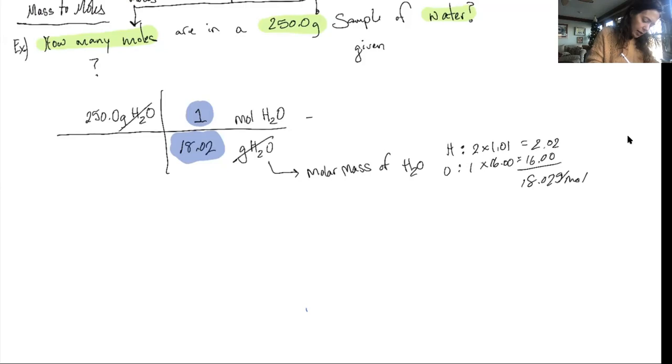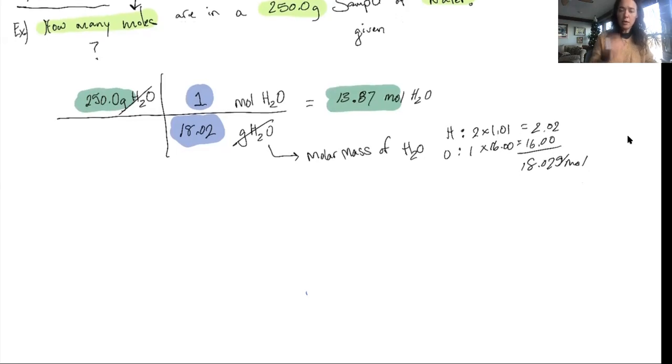I will divide 250 by 18.02 equals. And I'm going to utilize my significant figure rules. I should have 4 in my answer. So I'm going to have 13.87. If you leave it like that, it is not correct. Every answer gets a label, a unit. That is moles of water. Beautiful. So we took our grams and converted our grams to moles by dividing by the molar mass.